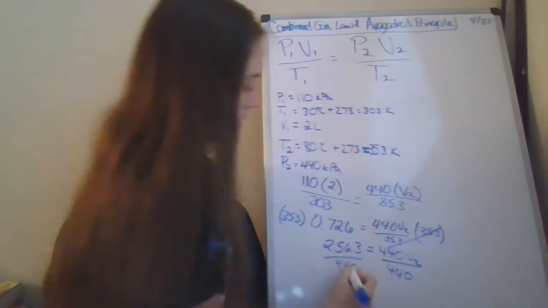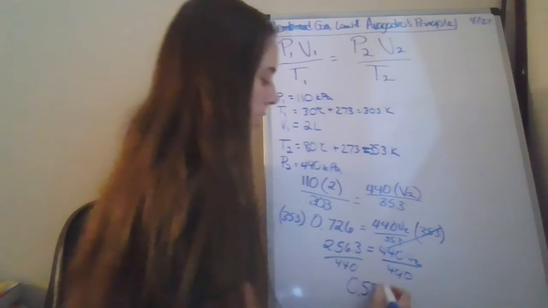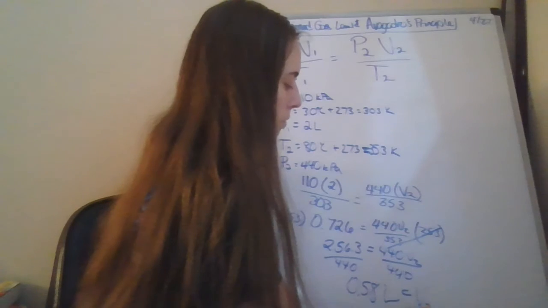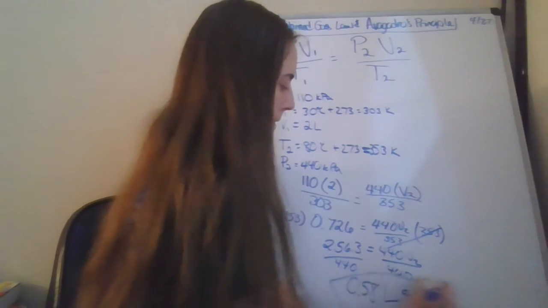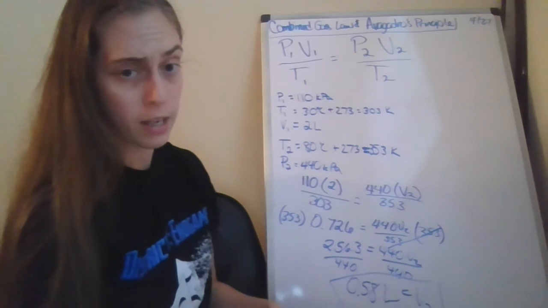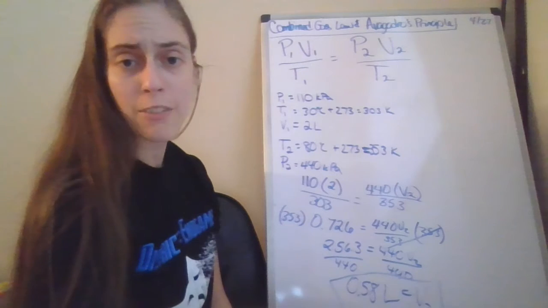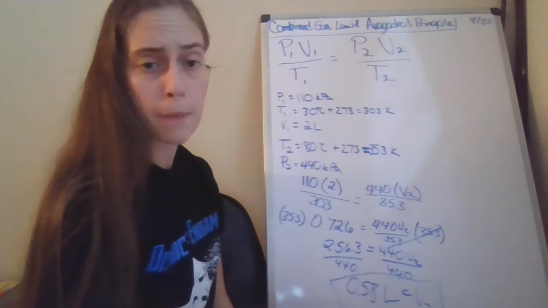And we end up with 0.58. Let's look at our units. Liters equals volume 2. Now, that makes sense because the pressure's gone up a lot, okay? And so it makes sense that our volume would have to go down in order for the pressure to go up that much. All right?